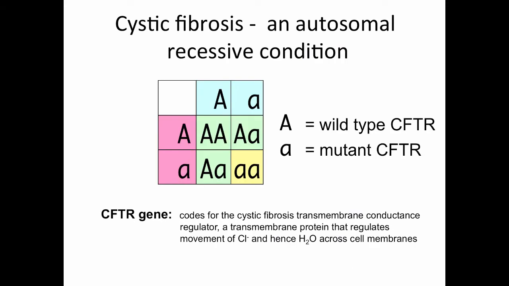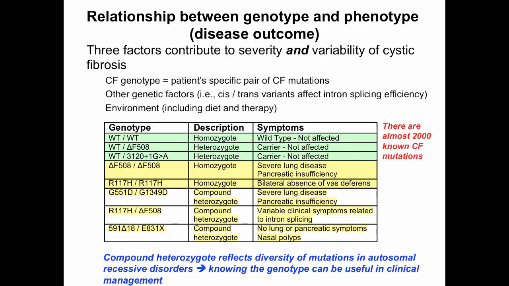Now, we talked about cystic fibrosis. That's an autosomal recessive condition. So here I'll just assume that big A is the wild type version of the allele, little a is the mutant version of the allele. The gene responsible for cystic fibrosis codes for the cystic fibrosis transmembrane conductance regulator. This is a transmembrane protein that regulates movement of chloride and hence water across cell membranes.